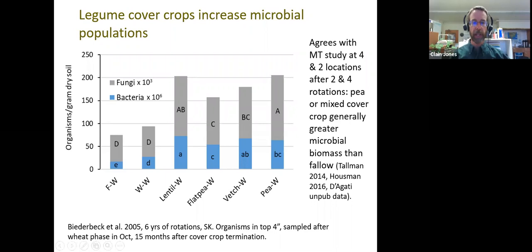This was work done in Saskatchewan, looking at the effects of different cropping systems on the number of organisms in the soil, both fungi in grayish purple and bacteria in light blue. Starting at the left, we have a fallow wheat system, very low organisms. Wheat, very low. Lentil wheat, quite a bit higher, so almost twice as high the fungi and 2 to 3 times the bacteria. Flat pea wheat, vetch wheat, and pea wheat all had pretty similar high fungi, high bacteria. So pretty dramatic effects by moving out of a wheat-only system.